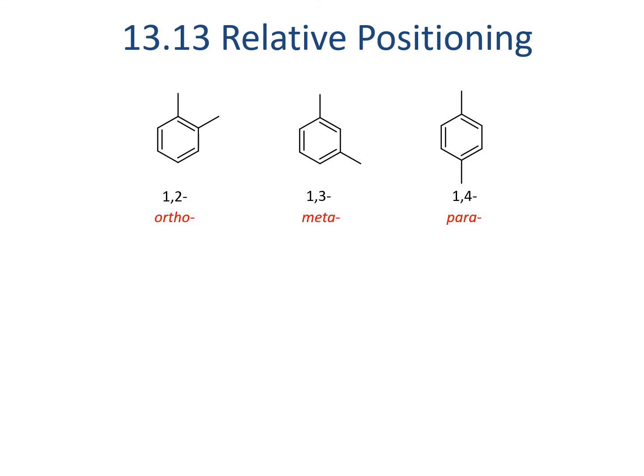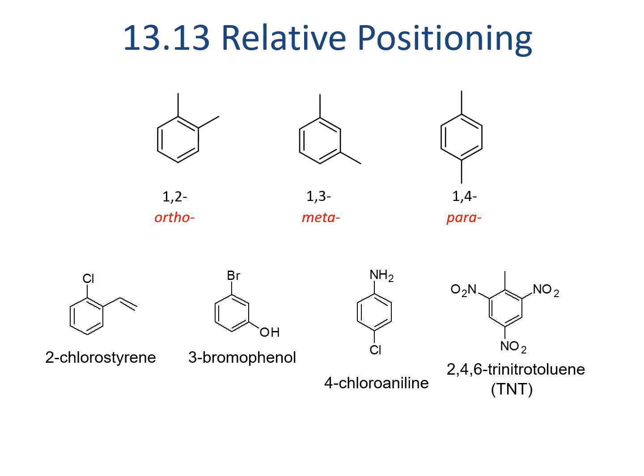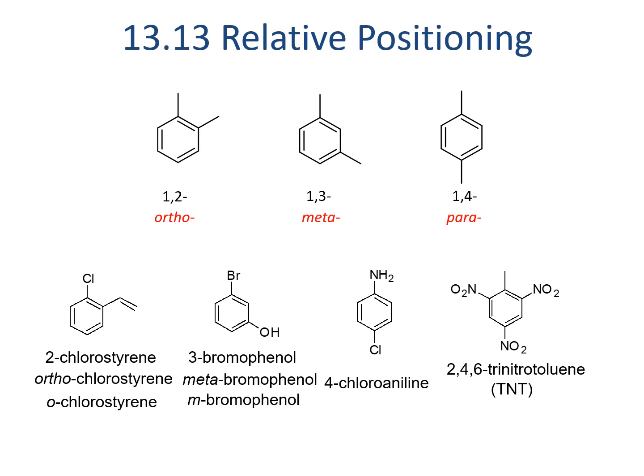In the last slide, we gave a bunch of perfectly acceptable names based on the absolute numbering systems. These were and continue to be correct names for the molecule, but we can also call the 2-chlorostyrene orthochlorostyrene, or O-chlorostyrene, and we can call the 3-bromophenol either meta or M-bromophenol, and we can also call the 4-chloroaniline para or P-chloroaniline. We can't give any other names to 2,4,6-trinitrotoluene since it has 4 groups. We can only use these relative numberings when we have 2 groups.